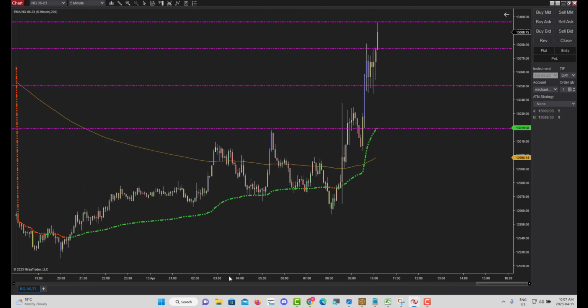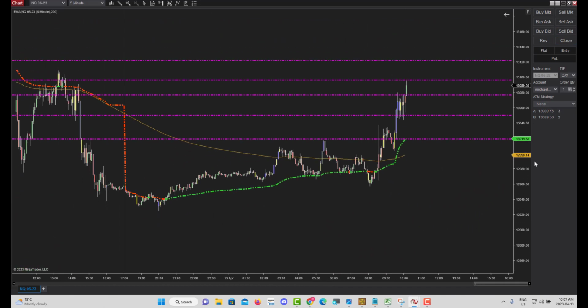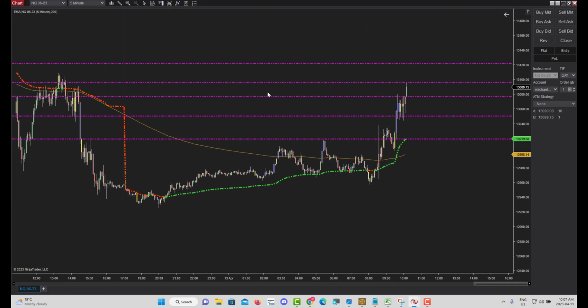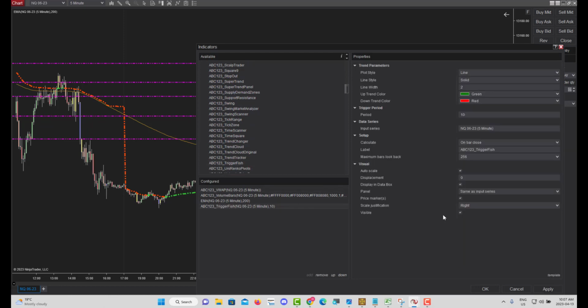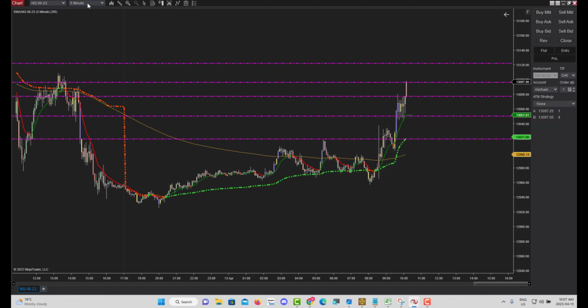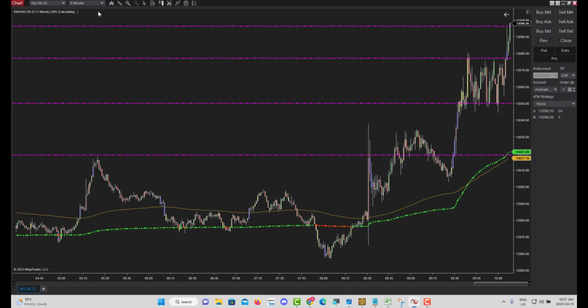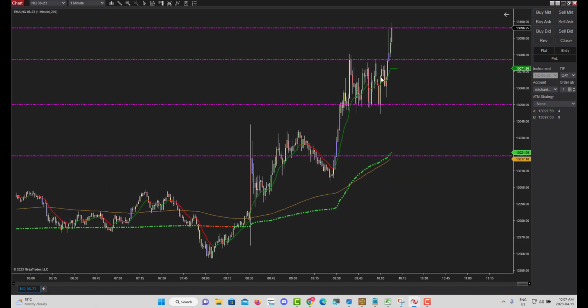Now since I know those three zones, one, two, three zones, we can clean up the chart if you really want to. Now what I do is actually I'm gonna put one more indicator in here, just for lines, the Triggerfish. Where's Triggerfish? Oh, she's gone, I missed it. Okay, apply, there we go.